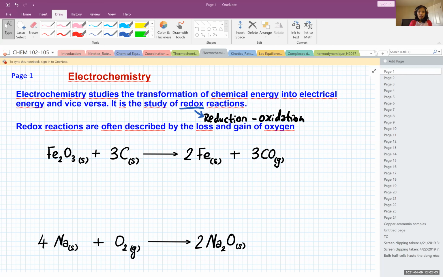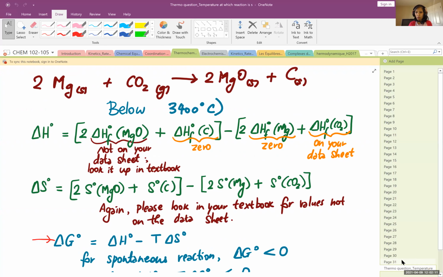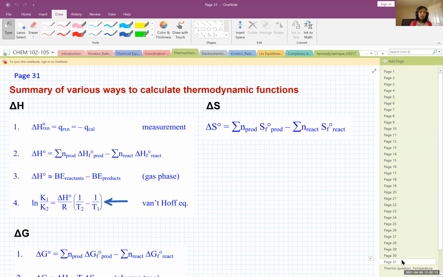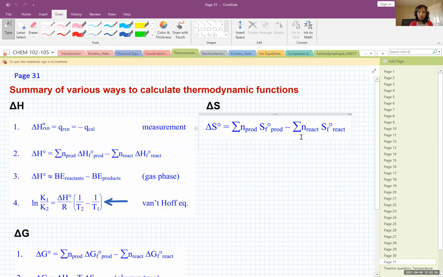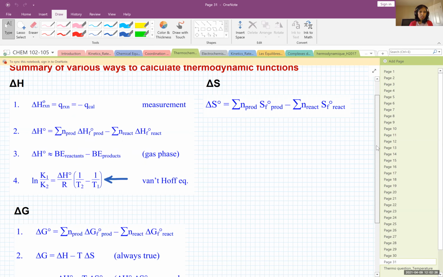Thank you. All right, so we are starting Unit 5 today. The last slide in Unit 4 was just a summary, and the title itself says: the various ways to calculate these thermodynamic functions, so delta H, delta S, and delta G. This is what you're expected to know. We've gone over each method during the lectures.